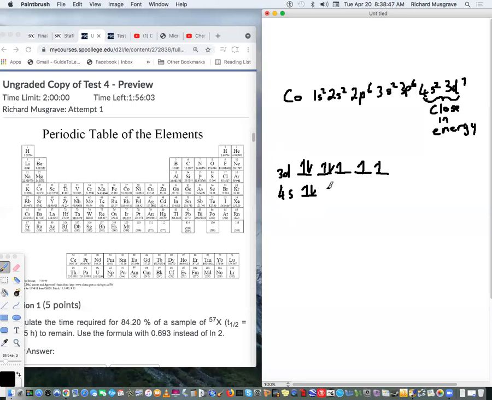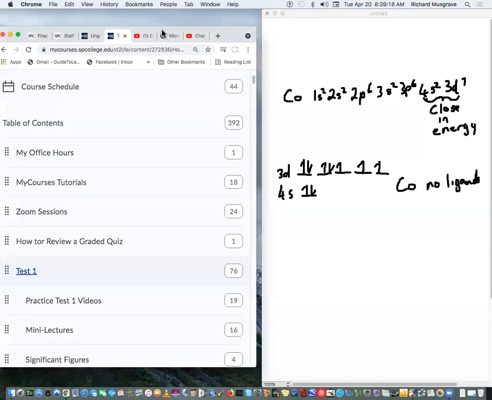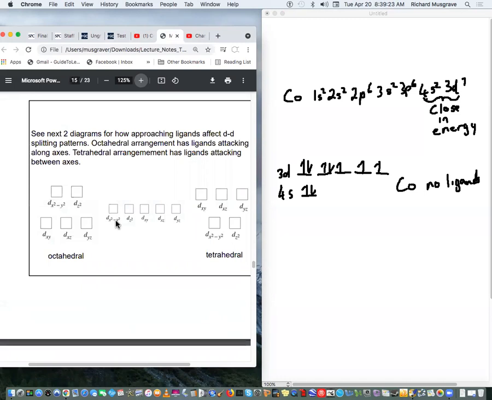So if this would be cobalt with no charge and nothing connected to it. So no cobalt, no ligands. So nothing connected to the cobalt. So it'd be just one straight shot. So that's cobalt there. And so you can see all these d orbitals have these different designations.